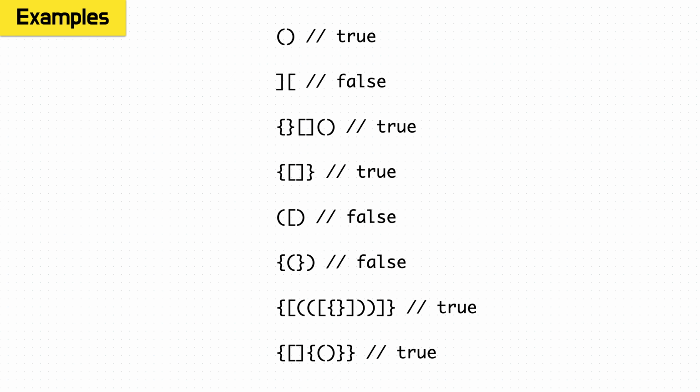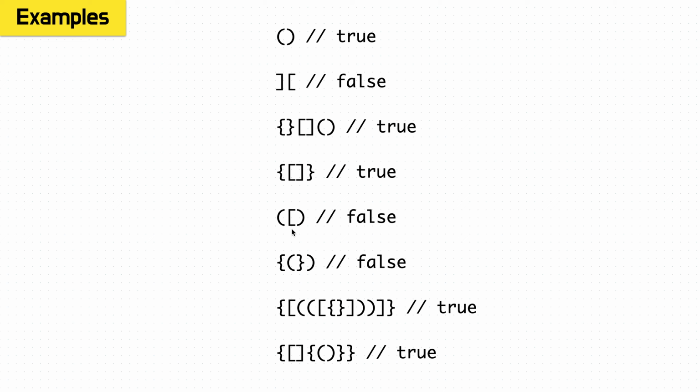So let's look at some examples. We have this opening and closing round bracket. This is clearly true. And now we have a closing square, then an opening square. So this is closed before it's open, so it's false. Then we have an open, close, open, close, open, close. This is true. We have a nested bracket. We open the curly, open the square, close the curly. So this is also true.